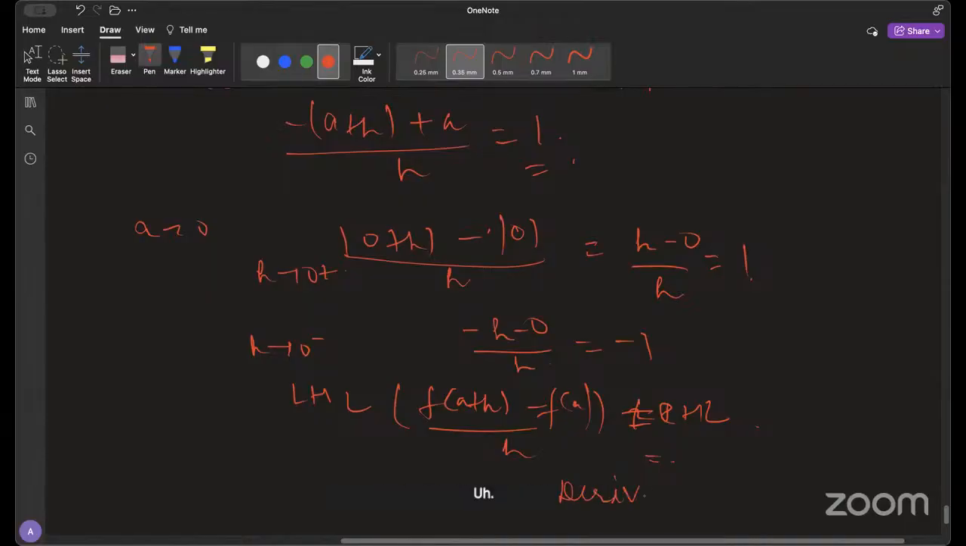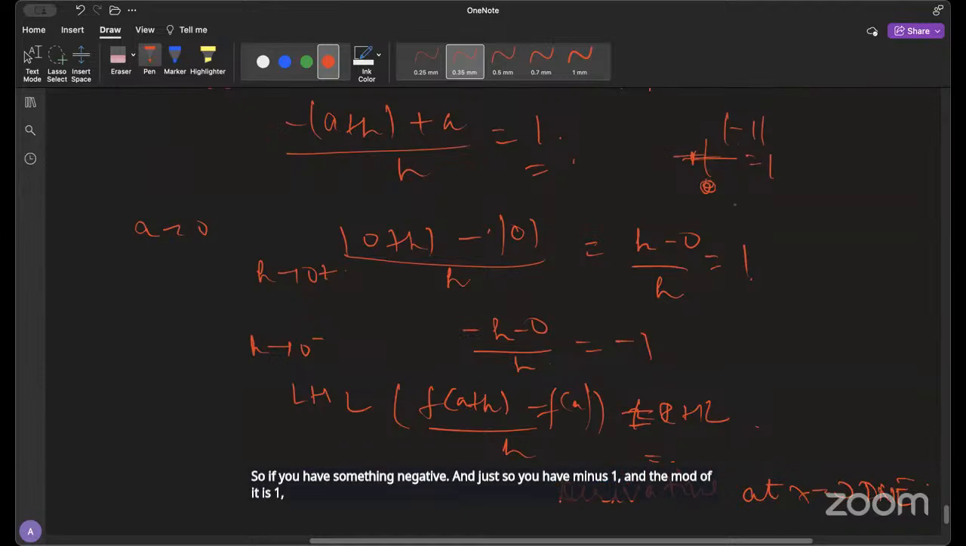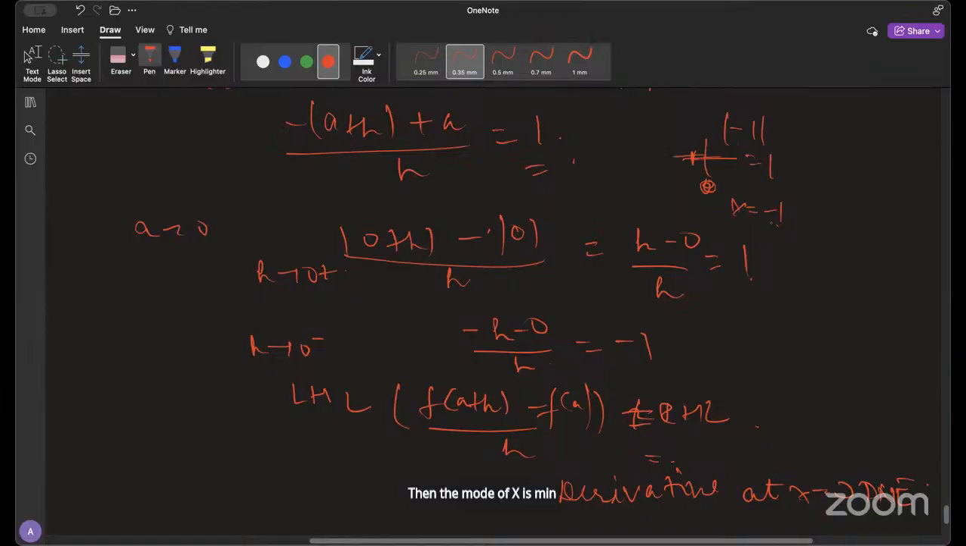Why does 0 become minus h on just the left hand side of 0? So on the left hand side, the mod x, let's just say this is 0. If you have something negative, let's just say you have minus 1, then the mod of it is 1, right? So if you're considering x to be minus 1, then the mod of x is minus of x, right? Yes. So if your h is negative, then mod of h should be minus h, right? Okay.